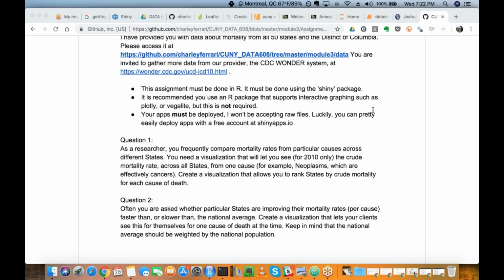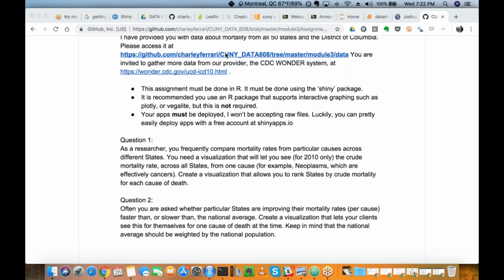Brian asked if the data should be restricted to 2010. So for question 1, we're restricting it to 2010 for the whole app, but we're comparing different types of mortality rates of different diseases. For question 2, we're looking at things over time, so we're adding in that extra time variable. Cool.